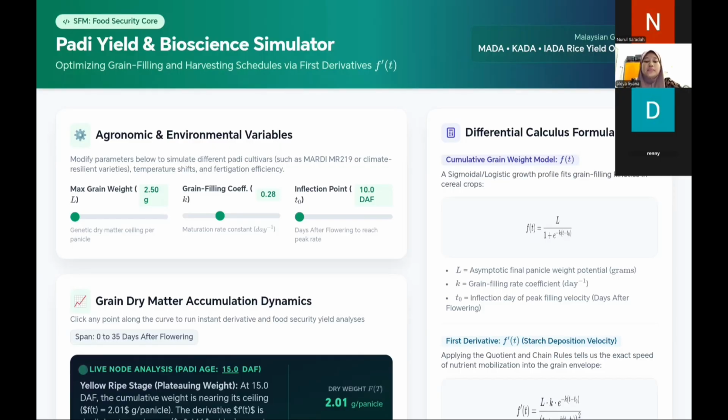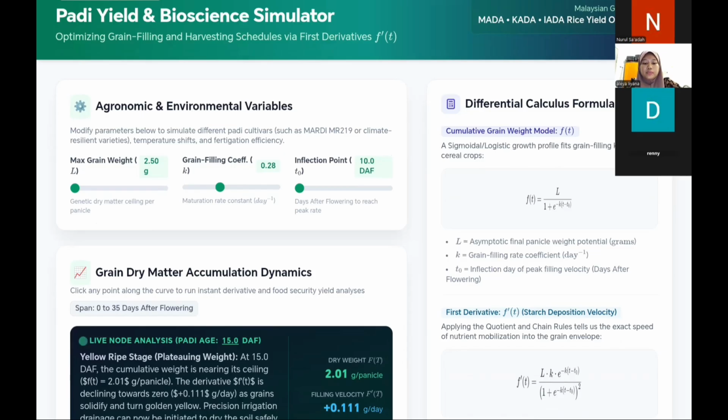First of all, in Malaysia, maintaining our rice self-sufficiency level is a top priority. However, unpredictable weather and terminal drought stress during the post-flowering phase threaten this stability. If farmers drain their fields too early, or if they harvest too late, the grains become chalky, shatter in the fields, or break during milling. So basically, the farmers rely on rough visual guesswork to decide when to harvest.